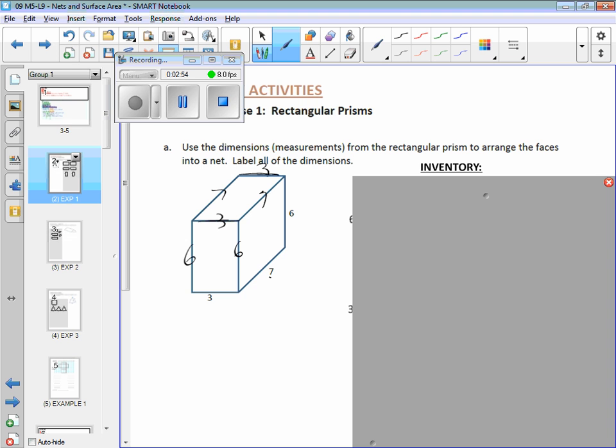The one that's facing you, the front, is a 6 by 3. That's a unique face. It matches up with the back, which is not unique. It's just a carbon copy of it. And then the right side is a 6 by 7, and the left side is a 6 by 7. So you need a total of how many unique pieces? 3. Well, how many altogether? 6, right? So you need 2 pieces that are 6 by 3, 2 pieces that are 6 by 7, and 2 pieces that are 3 by 7.